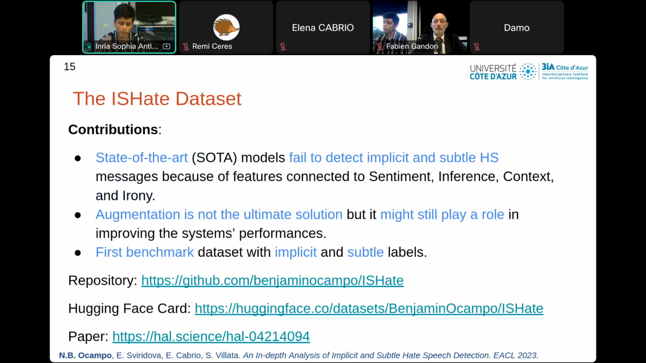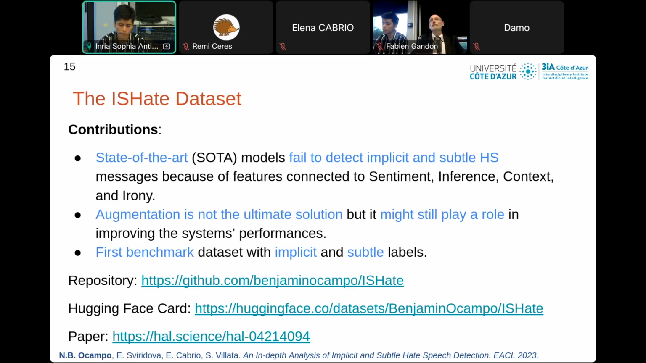So in the end, the contributions of this specific part were that the state-of-the-art models in the hate speech domain failed to detect implicit and subtle hate because of these implicit properties: sentiment, inference, context, and irony. Then, augmentation is not the ultimate solution, but it might still play a role. And also, we built the first benchmark for implicit and subtle hate. And this is the repository, the dataset card, and the paper of this work, if you want to take a look.